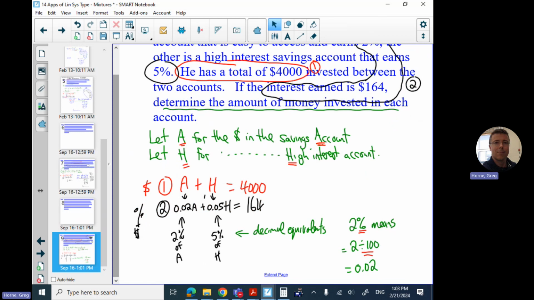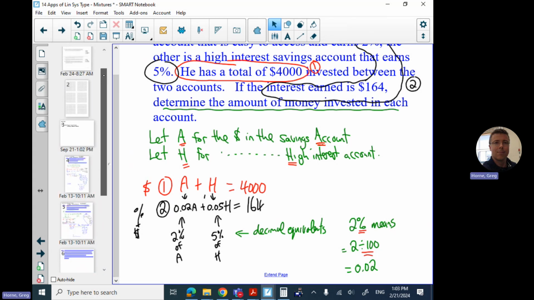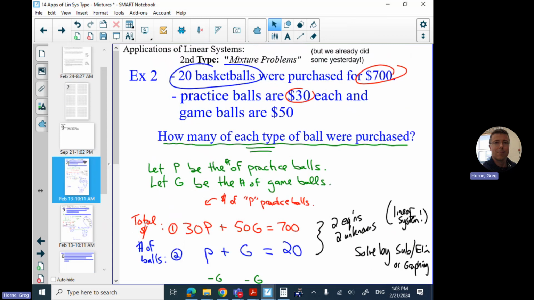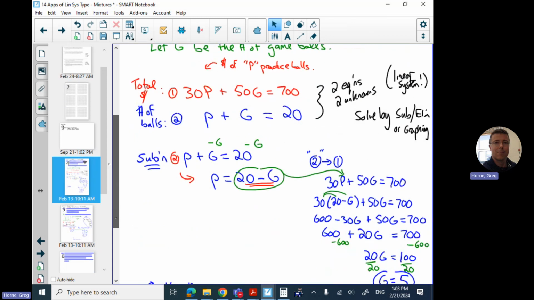This one isn't solved out, but you can solve by substitution or elimination or by graphing. If you need help with graphing, the applied group, I'm sure Ms. Ferntree can help out with that if that's who it is.